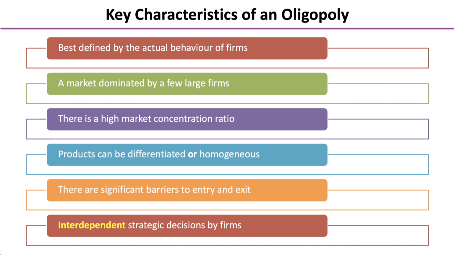There are significant barriers to entry and exit, and if you can't recall what they are, make sure you have a look at one of the earlier online lessons, particularly Introduction to Market Structures. And there are interdependent strategic decisions by firms. In other words, what we mean here is that the decisions that firms make are influenced by one another.